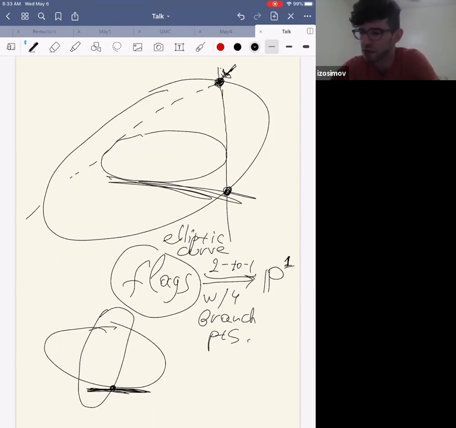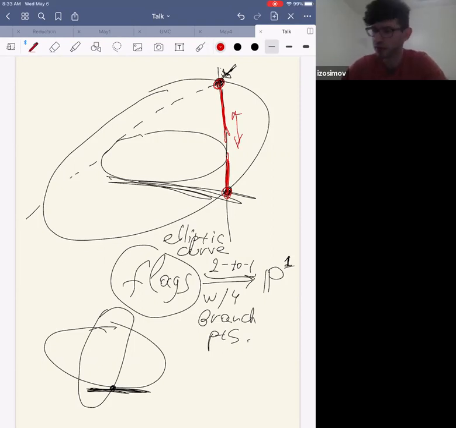of 2 maps. So one map does the following. It takes this flag and sends it to this flag. So it's the same tangent, but opposite intersection point. And it's clear that this map is an involution. If we repeat it twice, we get what we started with.